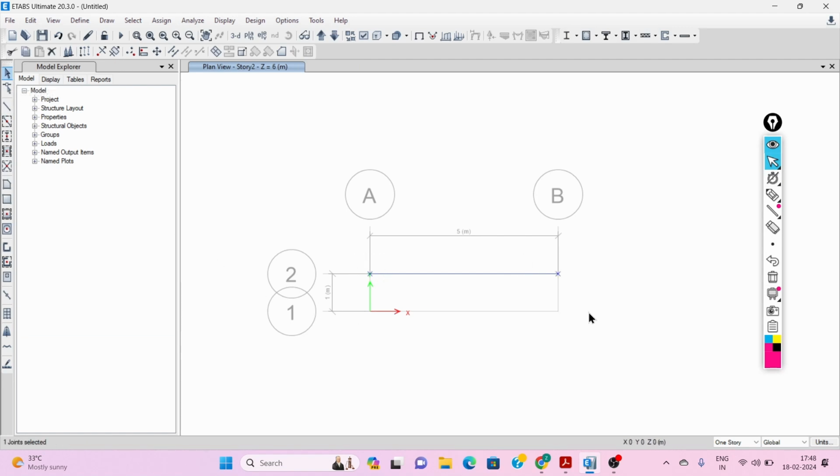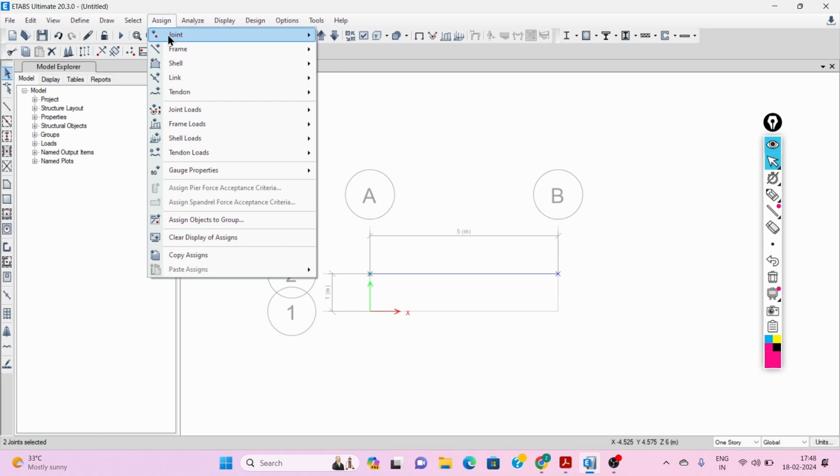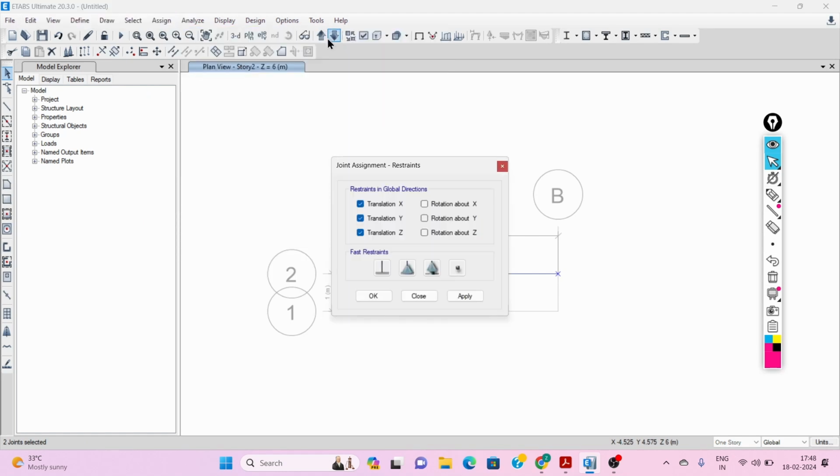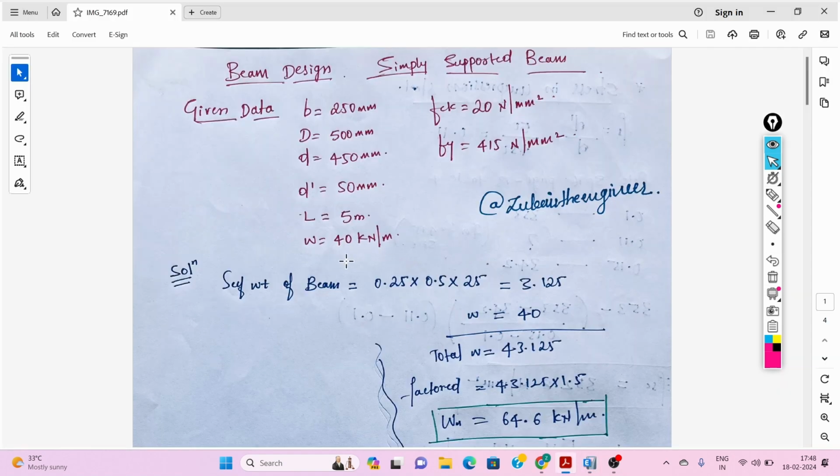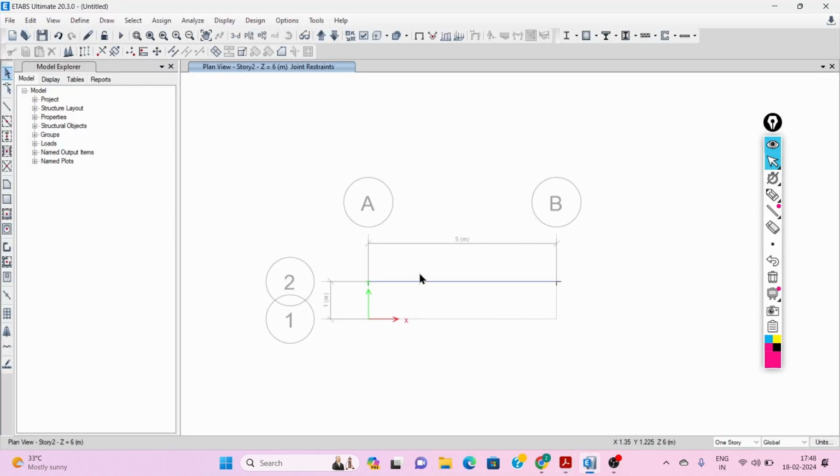Just select the joints, supports, go to Assign, Joints, Restraints. Here this is the simply supported support, just apply, click on OK. Now we need to apply the load, that is the service load of 40 kilonewton per meter, that we have given over here. 40 kilonewton per meter we need to apply.